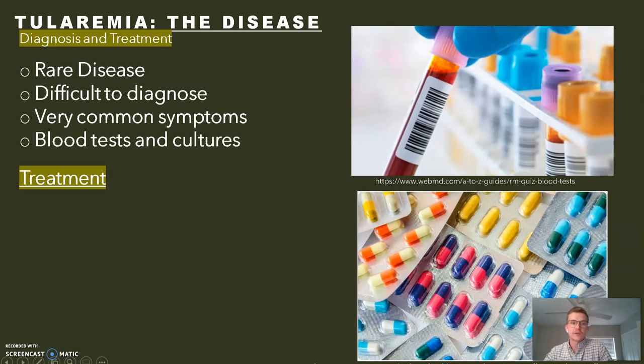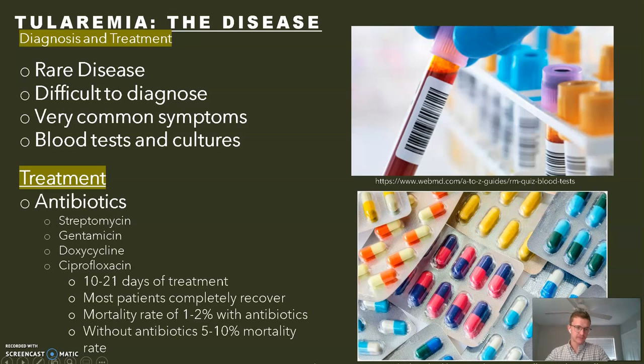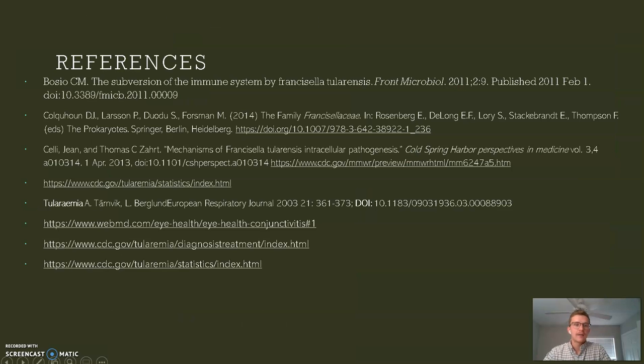It is a rare disease, so it's difficult to diagnose. And the symptoms are kind of common, so you just need blood tests and cultures to confirm whether or not it is the bacteria. Generally, it's treated with antibiotics, which are streptomycin, gentamicin, doxycycline, and ciprofloxacin. It takes about 10 to 21 days for the treatment, and then most people completely recover. The mortality rate is about 1 to 2% with antibiotics. Without antibiotics, maybe about 5 to 10%, which is pretty high.